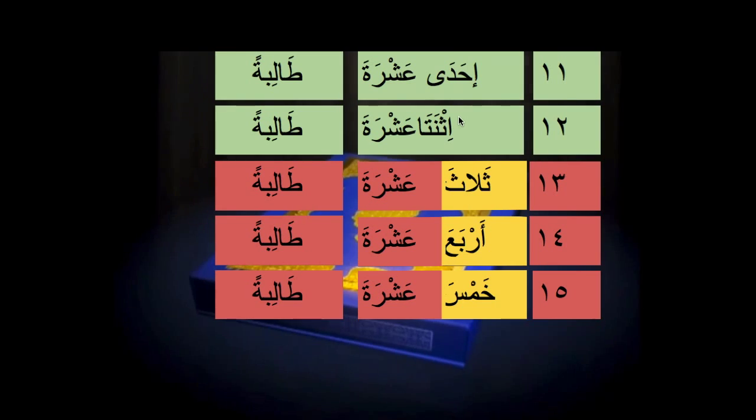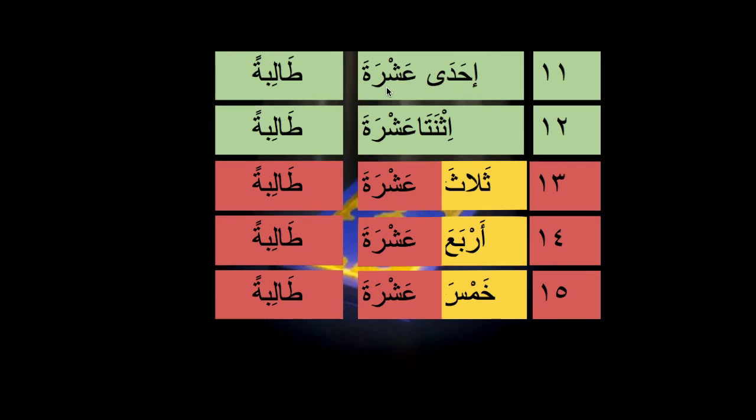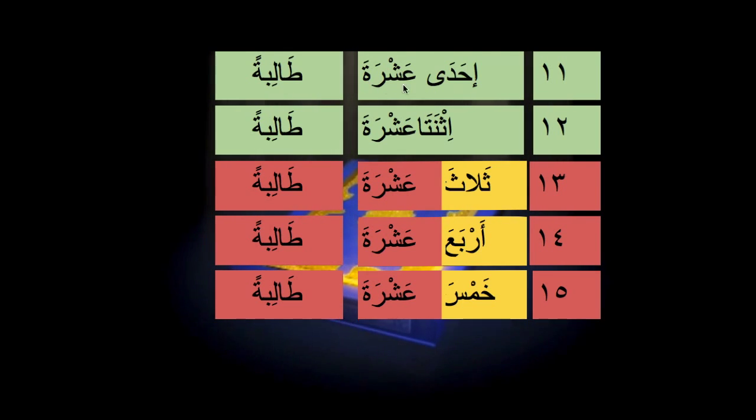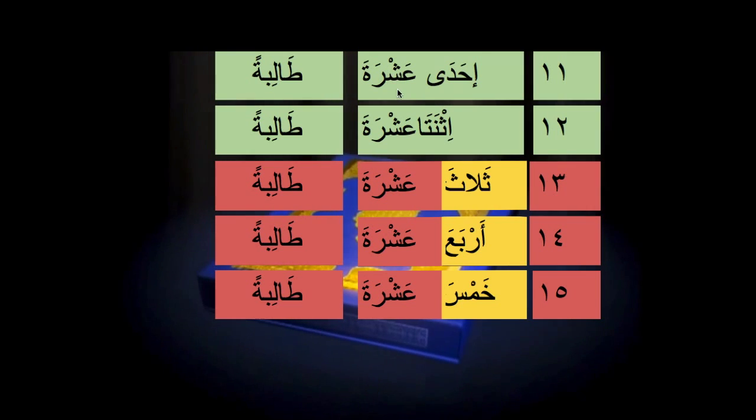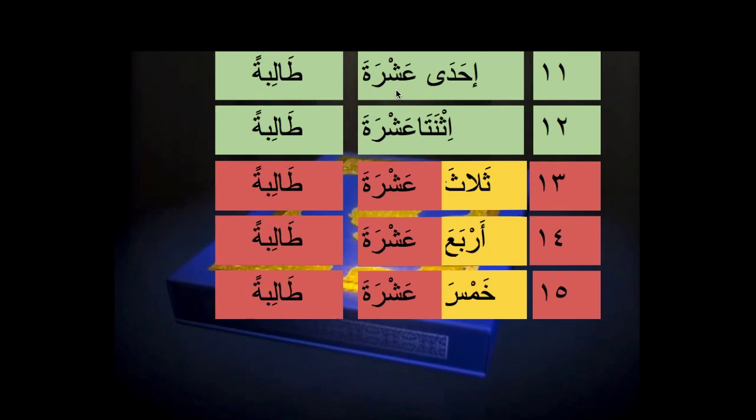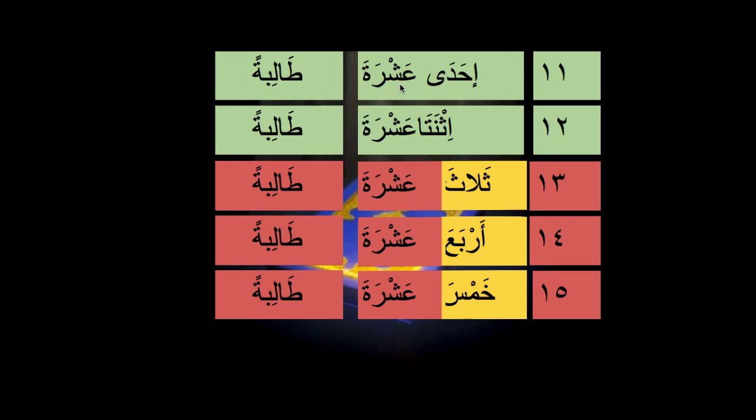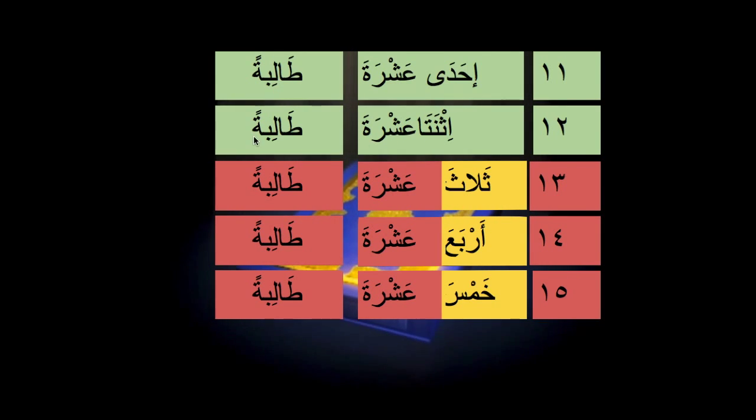so 11, 12 will match the معدود. So 11 for the muzakkar was ahda, and for the muannas will be ihda. Ihda ashrata. So the sheen will get sukoon. That's the change here. Whereas the muzakkar ashara will be with the fatha. Ihda ashrata talibatan. Ithnata ashrata talibatan.